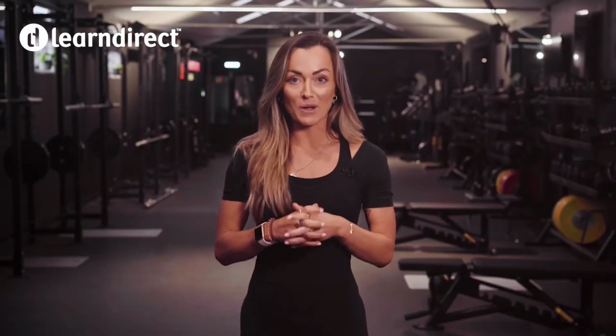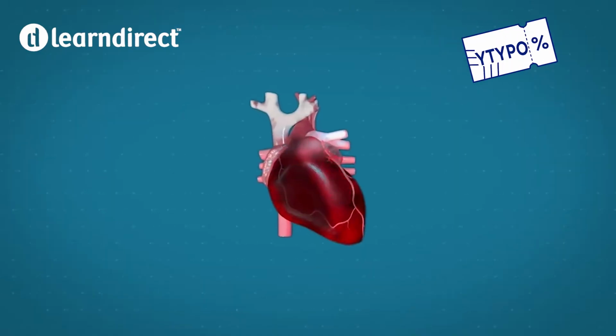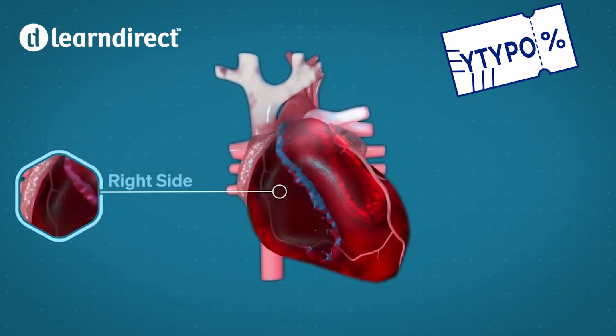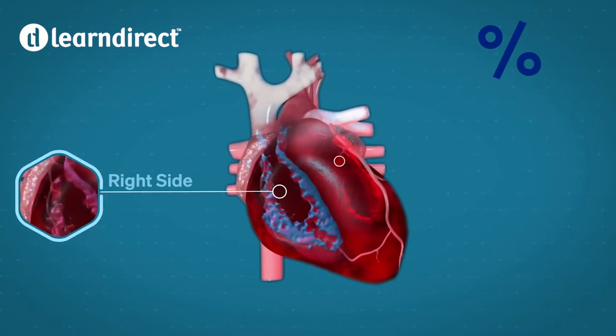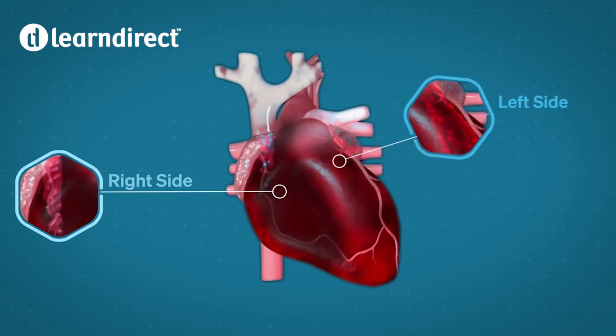Okay, let's talk about blood flow through the 4 different chambers. The right side of the heart processes the deoxygenated blood. On images, this is shown in blue. And then the left side processes the oxygenated blood, which again is shown in red.